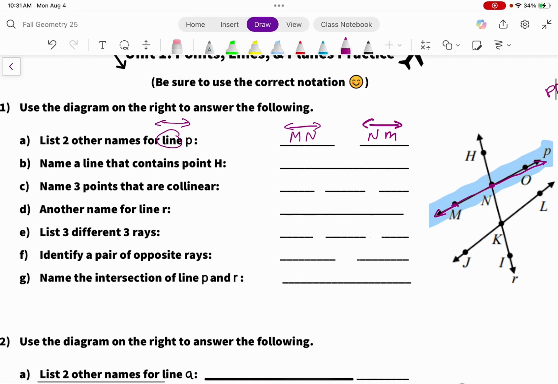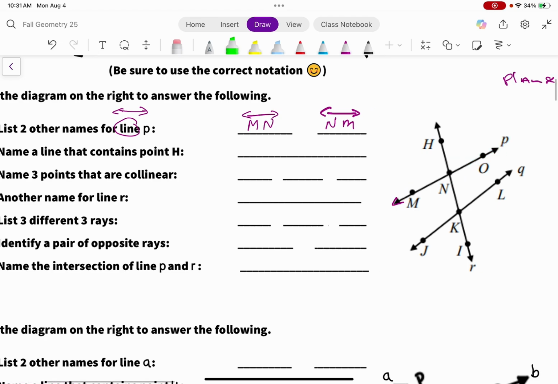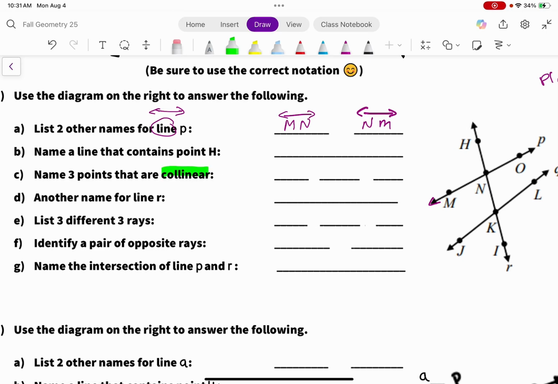So that's a line. Okay, so name 3 points that are collinear. So we're going to look for 3 points, and I'm going to just highlight them. So 3 points that are collinear. I'm going to go with K, I, and then N. Okay, so I'm going to go ahead and write N, K, and I. Okay, now it gets a little bit tricky sometimes, so if you don't want to get yourself confused, you can always write the word point right in front of them. So just make sure that you can specify which ones you're working with, okay? All right, so then we went over points. We have a line.